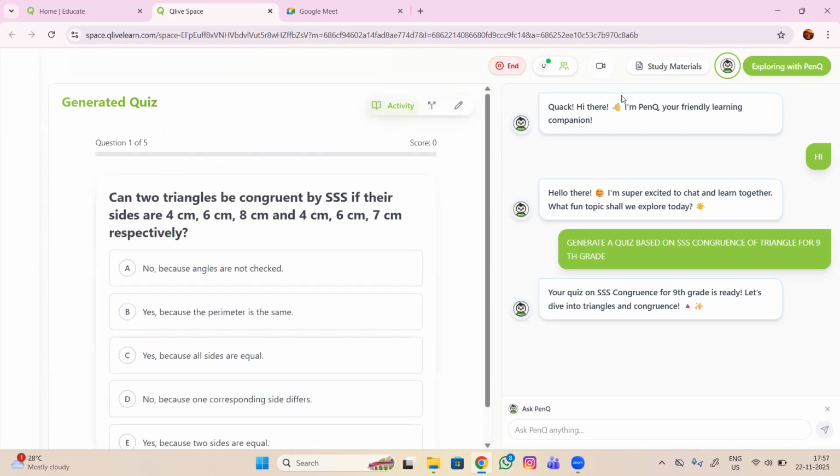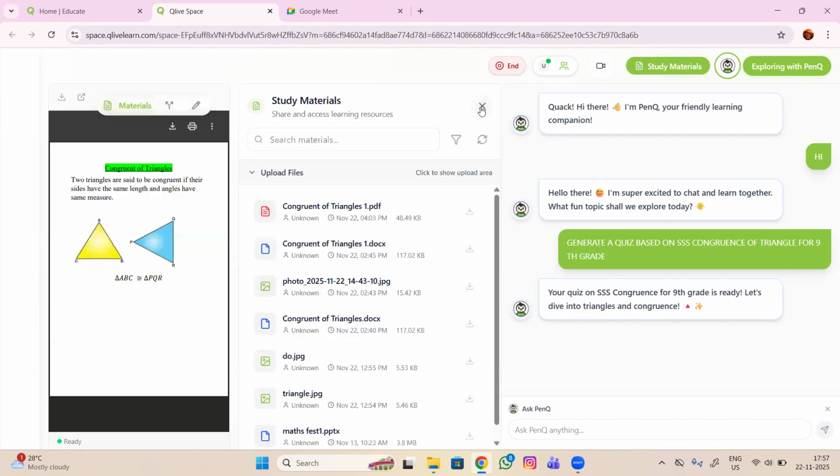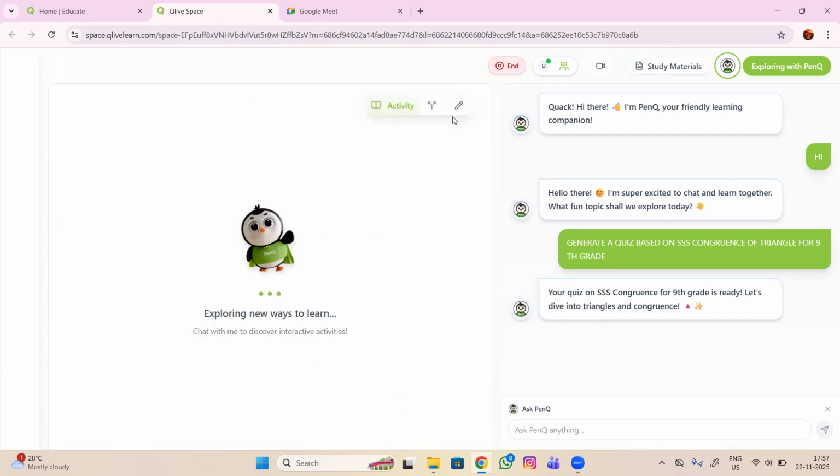So let's wind up the section, and we go to the next class with more discussion about the other criteria, and how to use other criteria to find whether two triangles are congruent to each other. Okay, so let's wind up the section. Thank you.